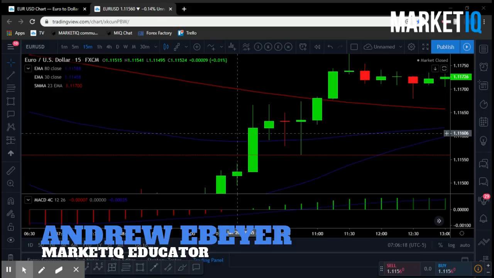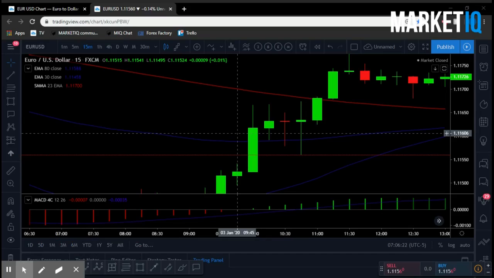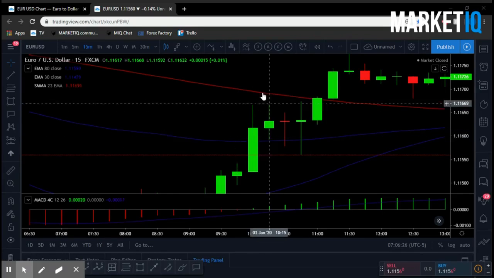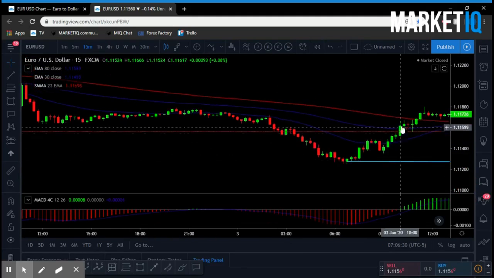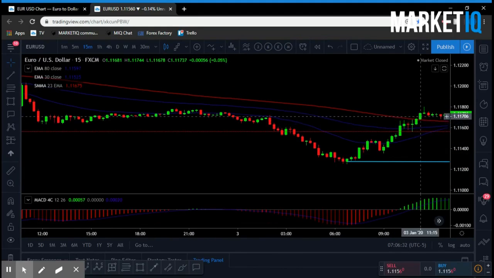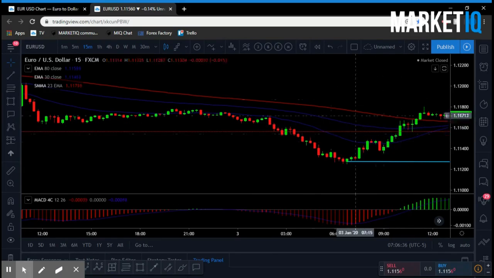Welcome back, traders. In today's lesson, we're going to be going over candlestick basics. This is going to teach you about the candlesticks on the chart. Each one of these is an individual candle. This is called a candlestick chart.